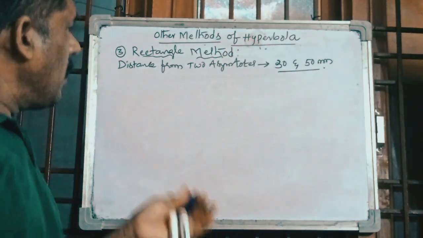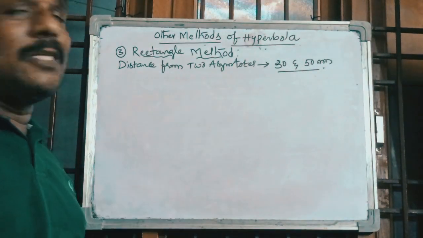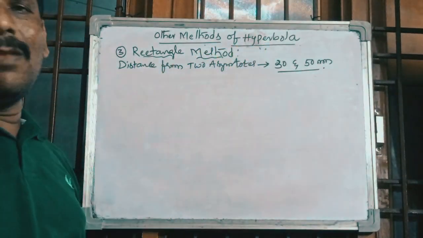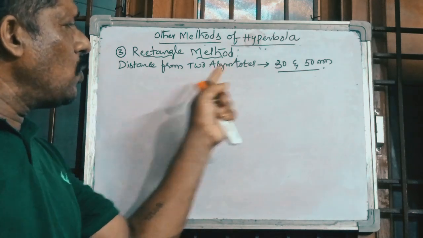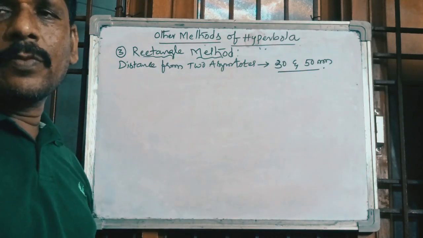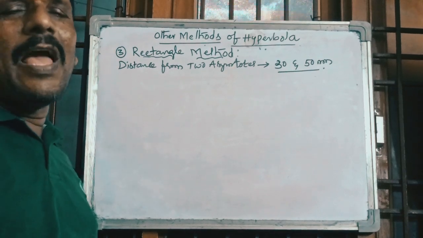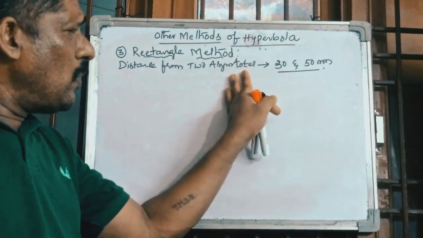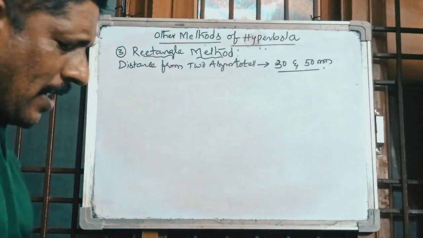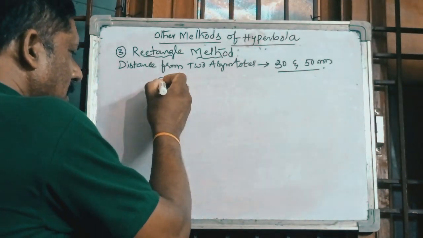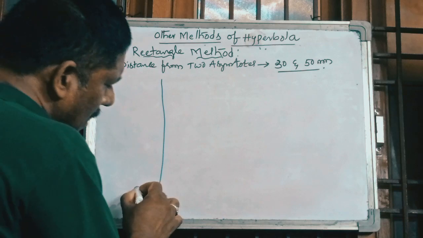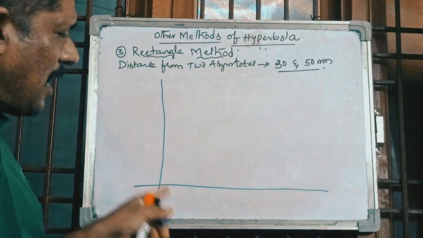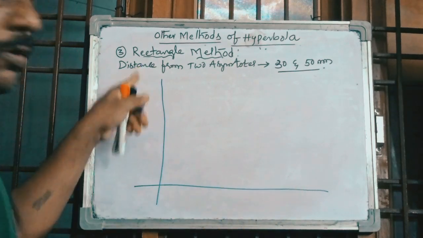So listen carefully. The question is distance from the two asymptotes. Draw the hyperbola by using the rectangle method, and the distance between the two asymptotes is 30 mm and 50 mm. Draw the hyperbola. So that is the question. Here the main focus is the distance between the two asymptotes, meaning two axis lines. First take an unknown length vertical line and a horizontal line. Assume that these two lines are the x-axis and y-axis, asymptote A and asymptote B.